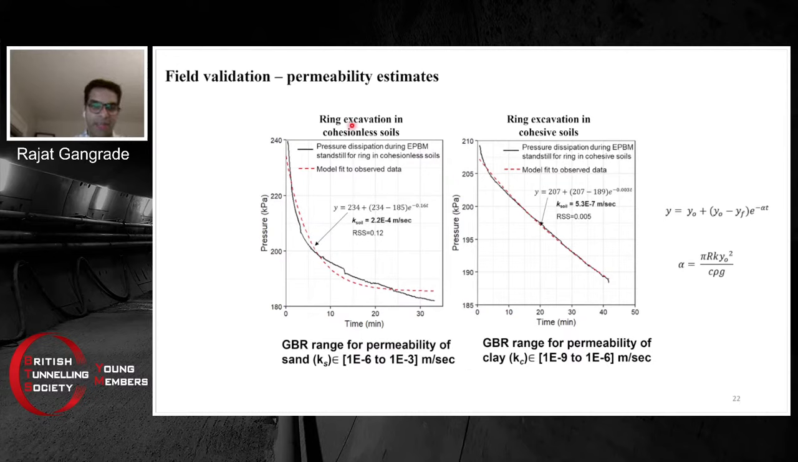For a ring excavated in cohesionless soil, I plotted the dissipation of pressure with time. Since it's an exponential fit, I back calculated the permeability. And it falls into the zone of the ranges of permeability specified in the GBR documents. So for this particular example, this ring was excavated in cohesionless soil, and that permeability back calculation just confirms that. Similarly, another ring was excavated in cohesive soil, and a back calculation of the permeability just confirms that. So this is helping us understand what we anticipated from the geostatistical model. Is it correct or not? And it's always good to have validation.